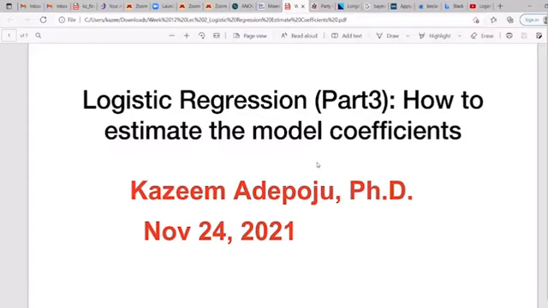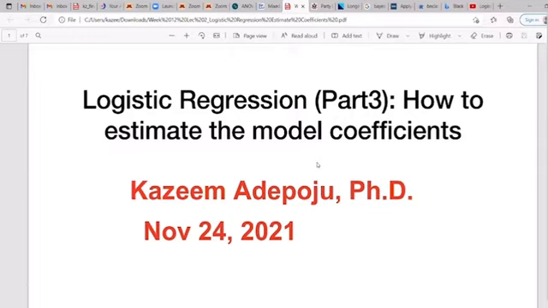We started logistic regression the other time. Today's lecture is also going to center on logistic regression. Specifically, today the lecture is going to be how to estimate model coefficients. You remember in class on Monday, I walked you through how to implement logistic regression using the R software.